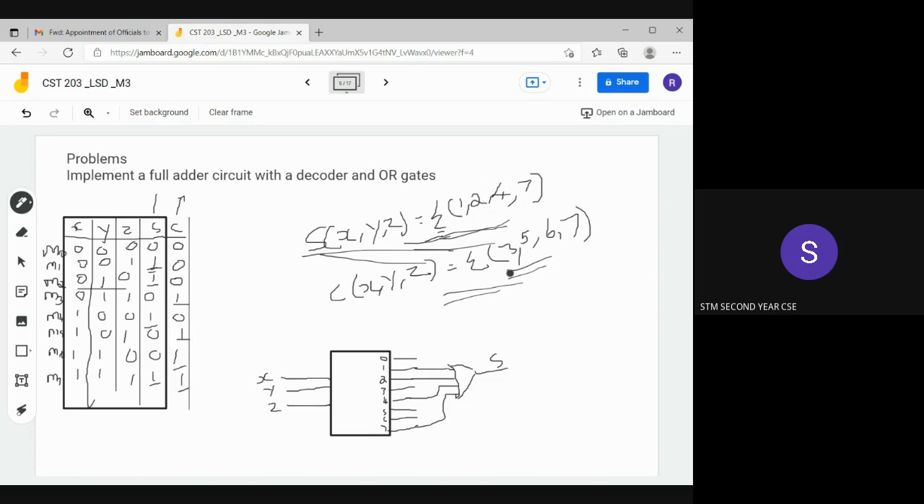Similarly, carry, when? 3, 5, 6, 7. Where is 3? This one. Okay, 3, then 5, 6, and 7. Okay, 3, 5, 6, 7. Once we OR these, you will get the corresponding carry. Okay, so this is the decoder circuit. This is the full adder circuit implemented by using a decoder and an OR gate.